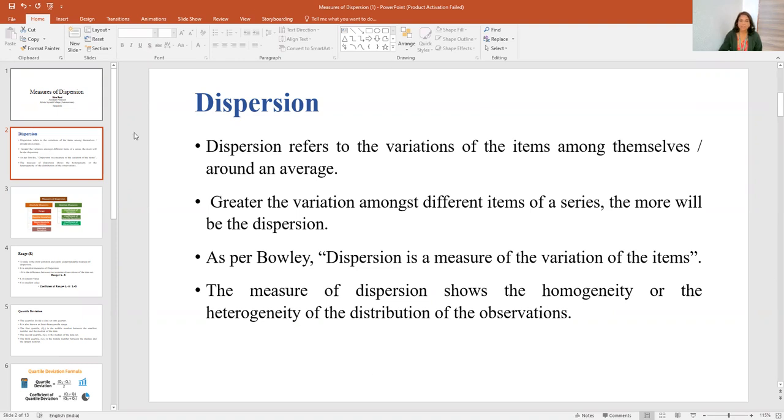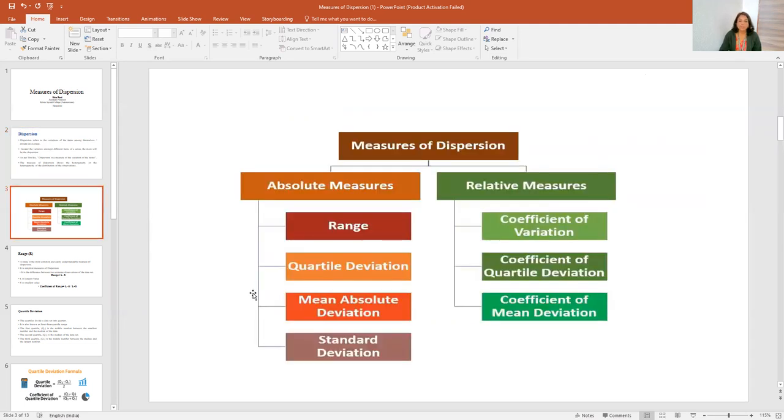How the data varies in a series, and how to calculate that variation, is known as dispersion. The greater the variation among different items of a series, the more dispersion there will be. More variation, more dispersion. As per Bowley, dispersion is a measure of variation of the items. The measure of dispersion shows the homogeneity or heterogeneity of the distribution of observations. And how to calculate the variation in data is known as measures of dispersion.